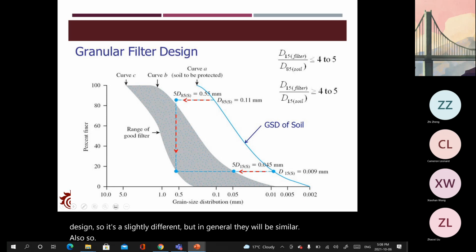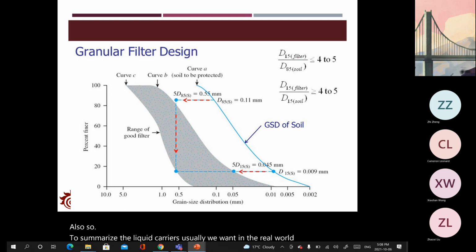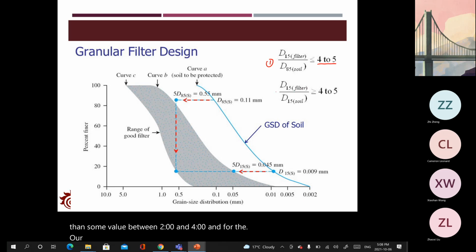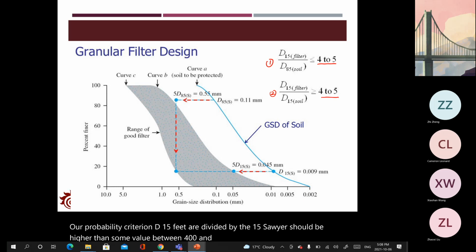To summarize the criteria, in real-world design we want to make sure that the ratio between D15 filter and D85 soil is smaller than some value between 2 and 4. And for the permeability criterion, D15 filter divided by D15 soil should be higher than some value between 4 and 5. In that case, you can actually see what's going on here.